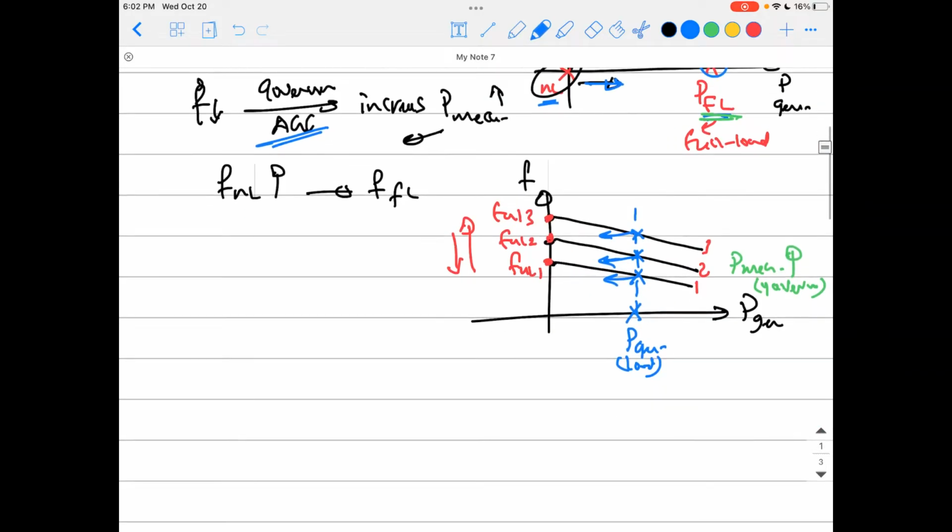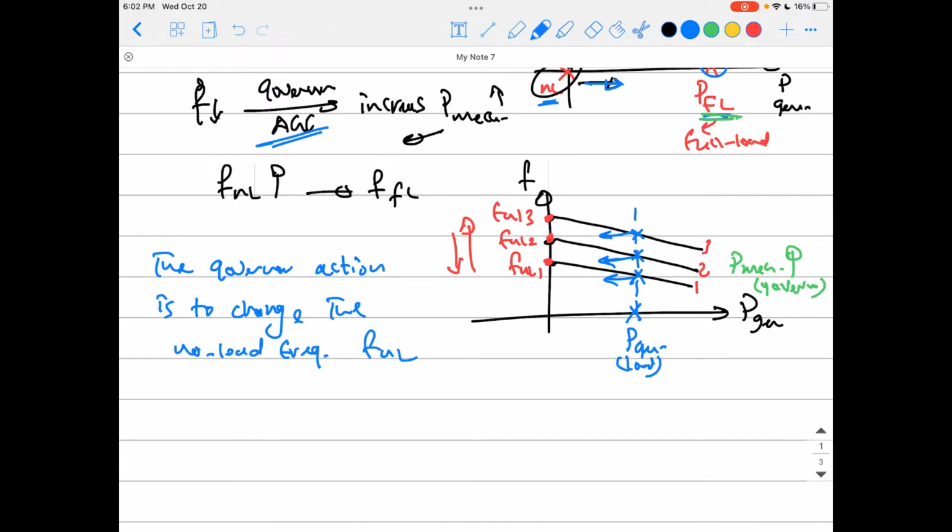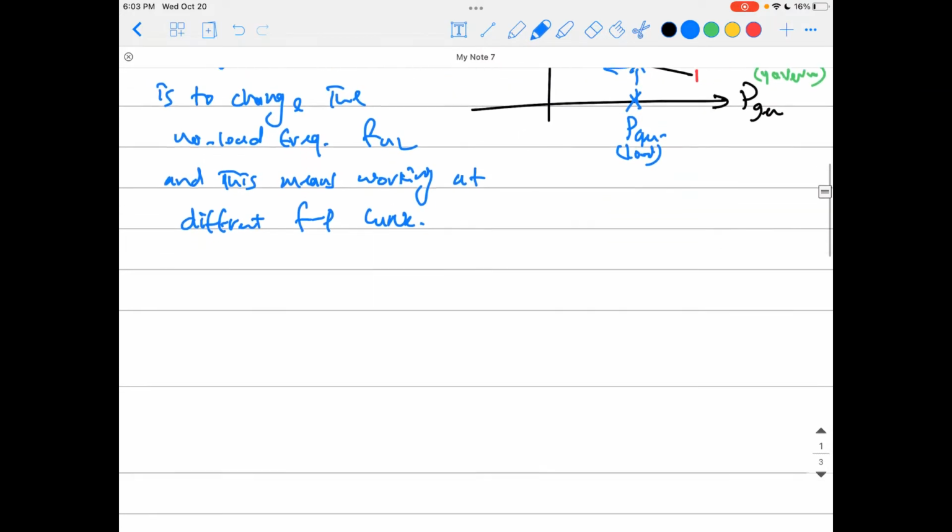Okay, guys, so for you to know, the governor action is to change the no load frequency, F no load. And this means working at a different FP curve. Actually it's an FP line, but you got the idea.